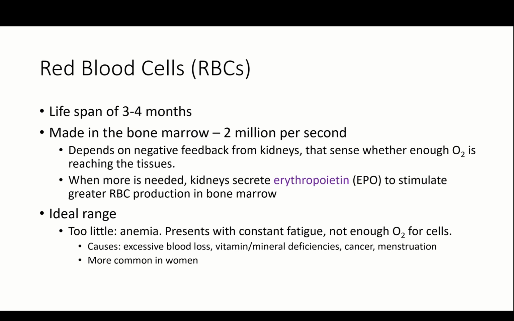There are causes for this anemia, to include things like excessive blood loss, if you're hemorrhaging internally, for example, certain vitamin or mineral deficiencies, people who have cancer, and women who are menstruating. Because they are bleeding and losing that blood, that is considered an anemic time. So this is something you would more commonly find in women than in men.